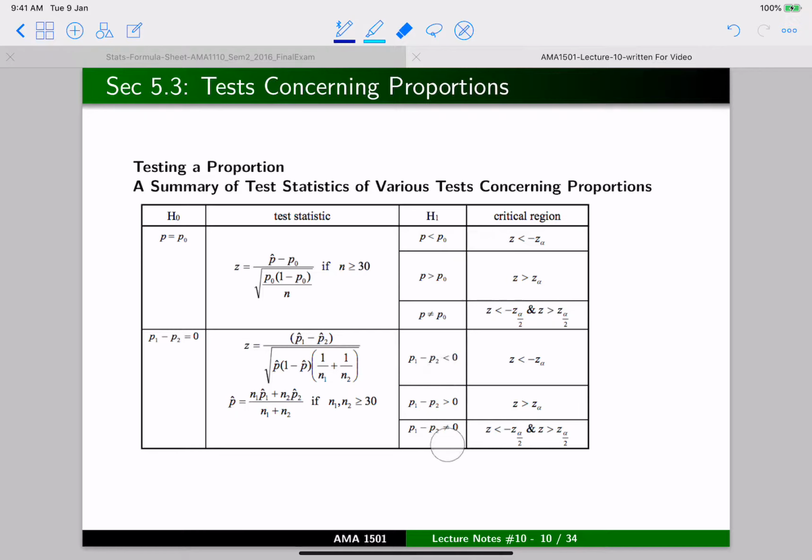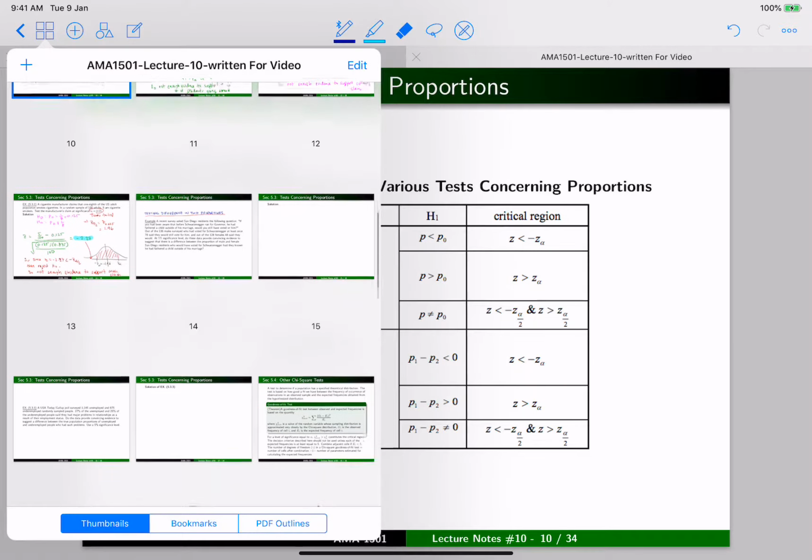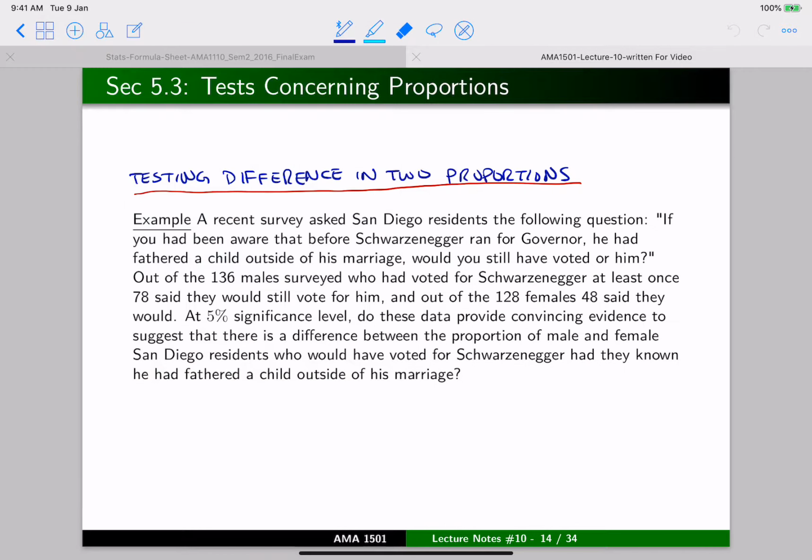Here are the different alternative hypotheses and the critical regions for which we will accept the alternative hypothesis if the z statistic falls within these critical regions. Let's take an example of how to apply this formula to test the difference in two population proportions.